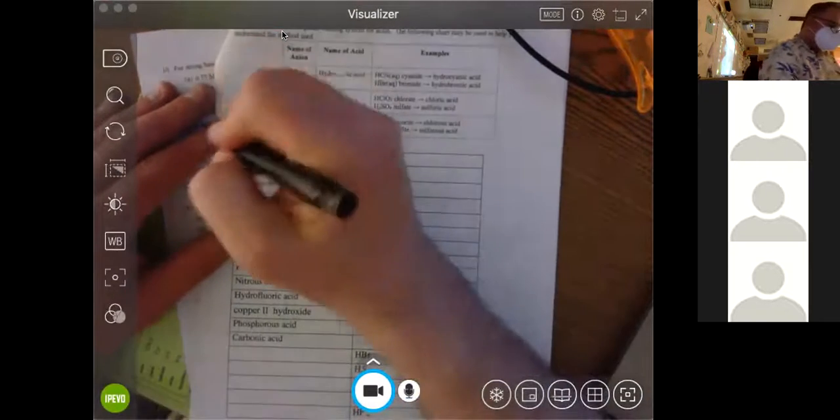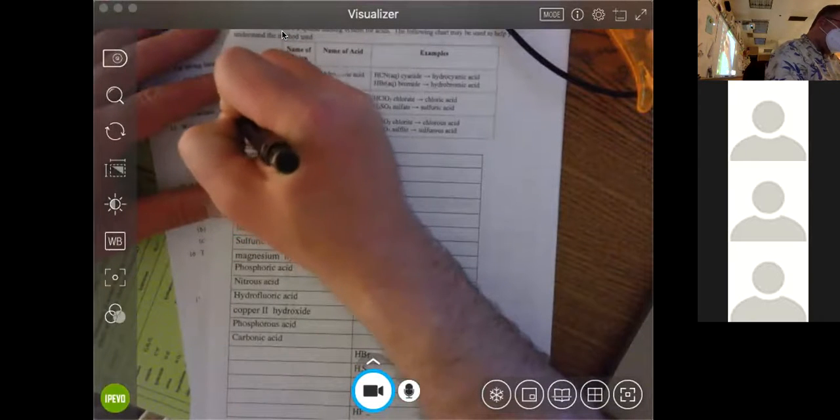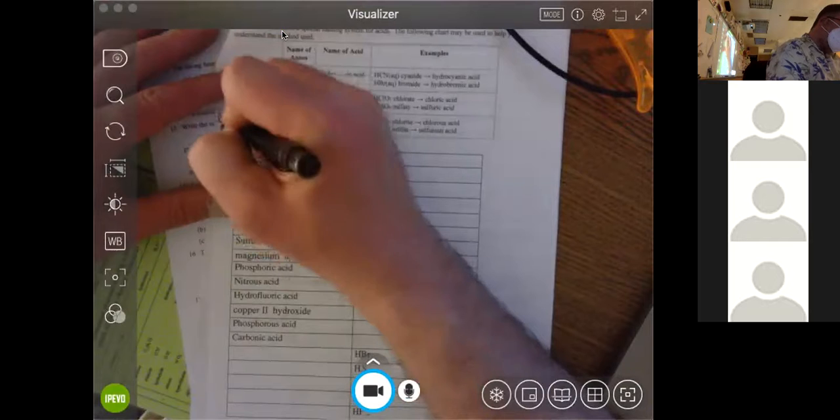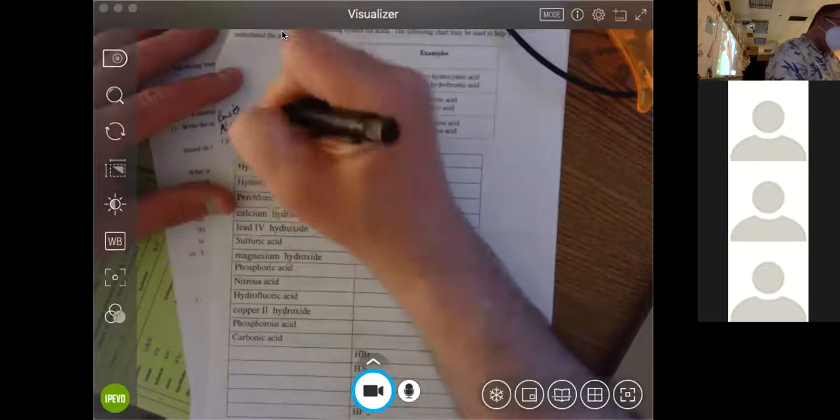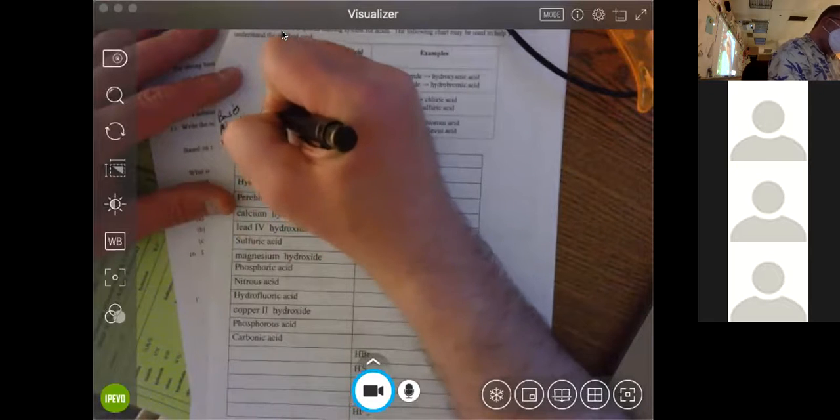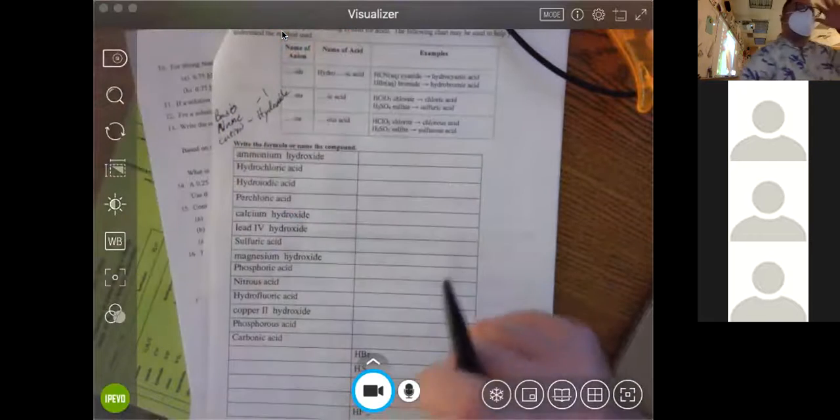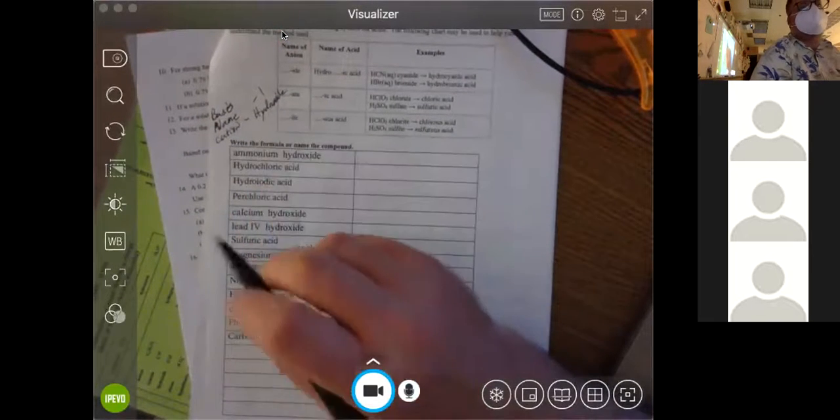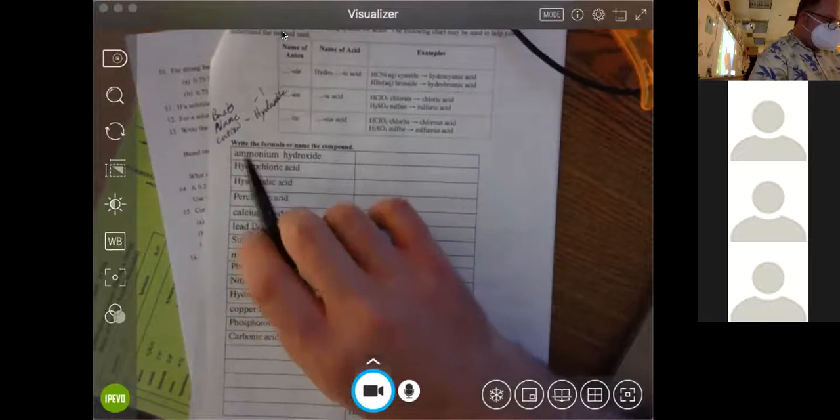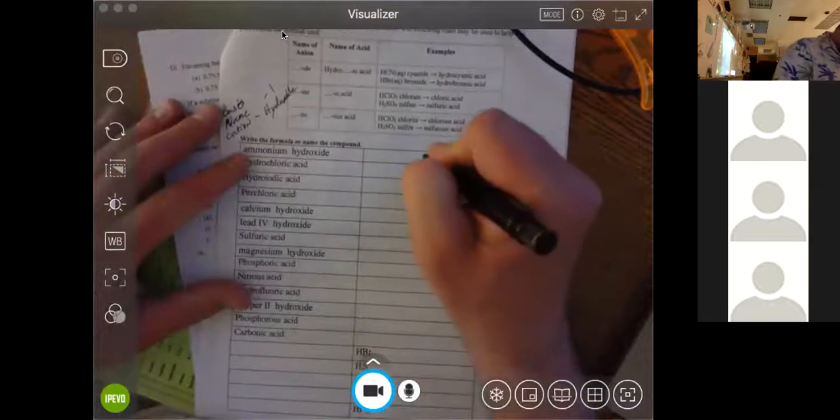To name bases, we basically name the cation, and then the ending is hydroxide. Hydroxide has a -1 charge, so whatever the charge of the cation is, that's how many hydroxides you're going to need. So here we have ammonium hydroxide. Hydroxide is OH. This is a base.